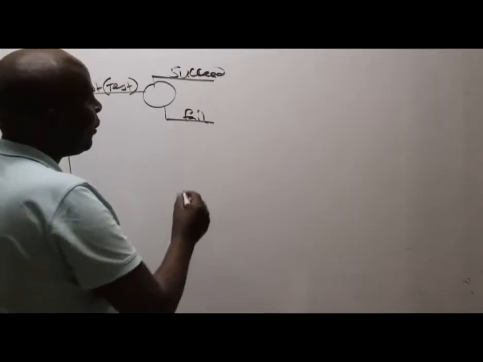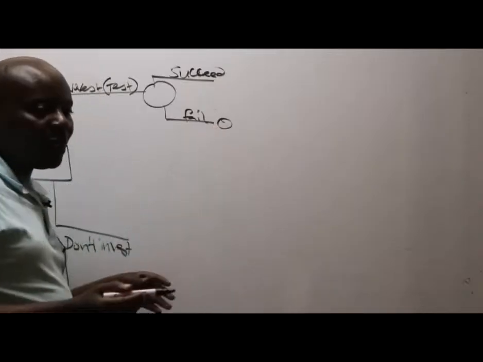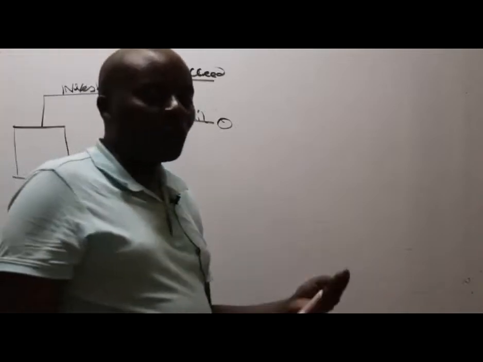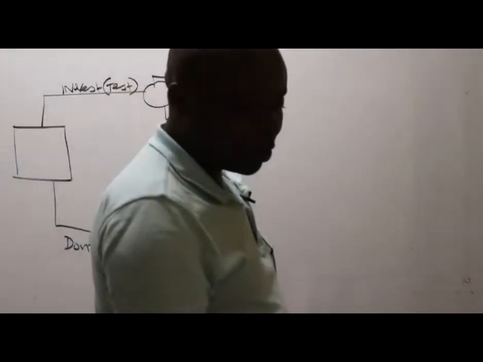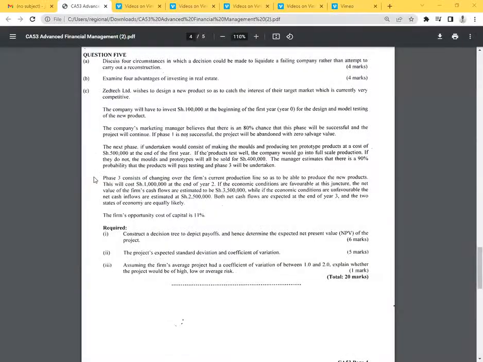And if we fail, what have they told us? That we shall be able to sell them without really realizing anything much. We're not going to realize anything whatsoever. That's what they've told us. Look at this: the company's marketing manager believes that there is an 80% chance that this phase will be successful and the project will continue. If phase one is not successful, then the project will be scrapped or abandoned with zero salvage value. So we have got 80% and 20%.